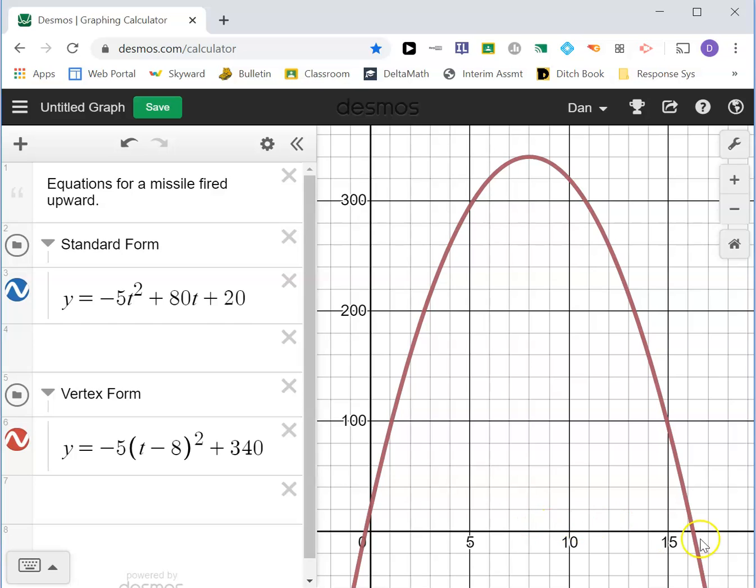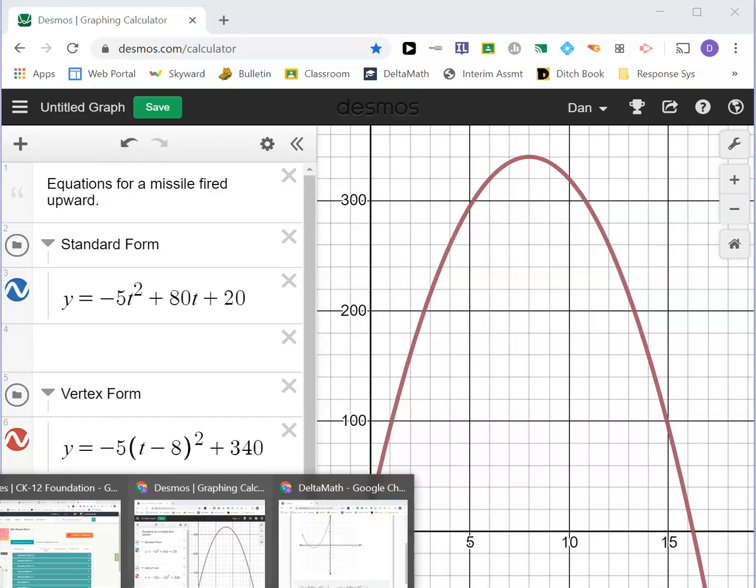Now, you can't tell from the equation, we'll learn later how to do this, that it took a little bit over 16 seconds to get back to the ground. So there's other information there, but that's one way you could use your knowledge of how to change an equation from standard form to vertex form, to put that to good use.